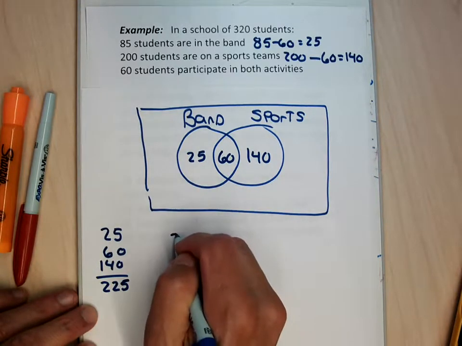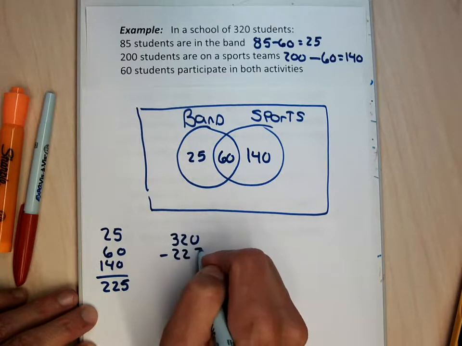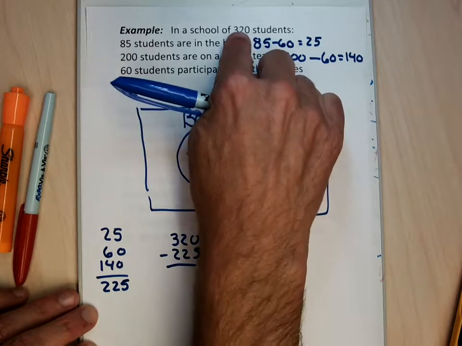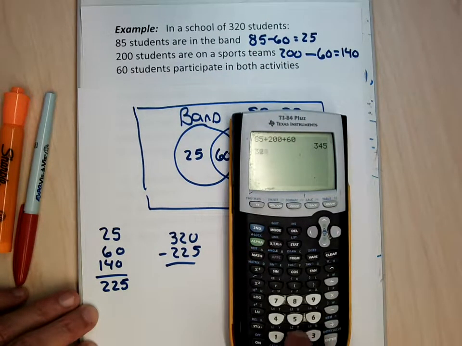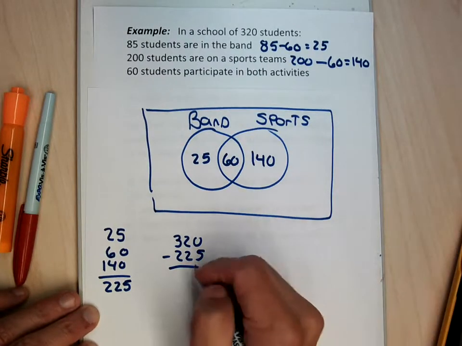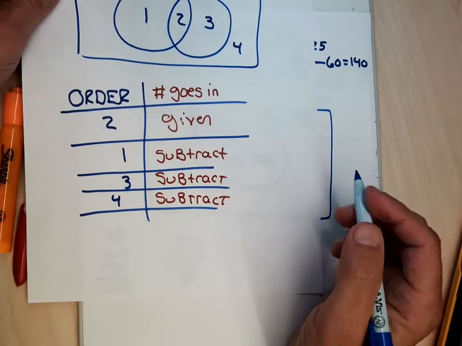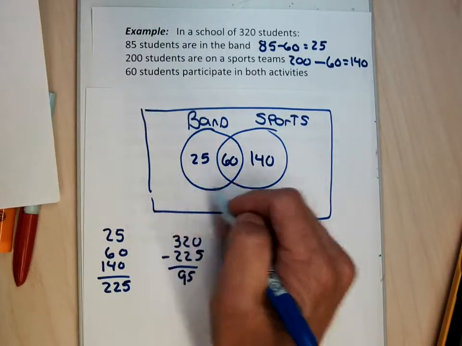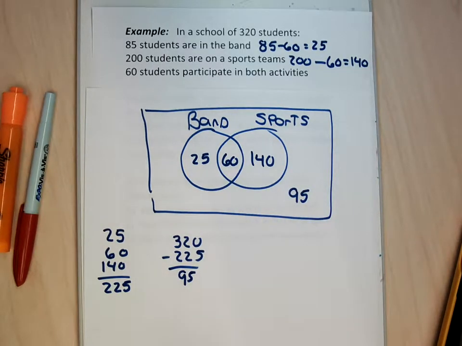The difference between the 225 students that I've already counted for and the 320 students in the school, there's my subtraction, is going to be the students that aren't on either team. And I get 95 for that. And that is going to go in my region 4. And for region 4, it's anywhere outside the circles. I can throw it over here, it doesn't matter. So this would be the Venn diagram that I'm going to use for this problem.